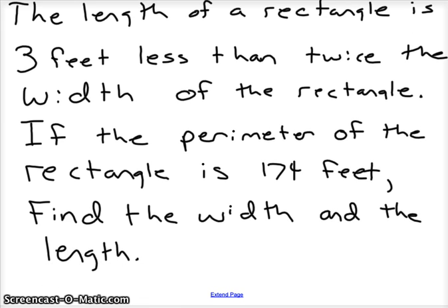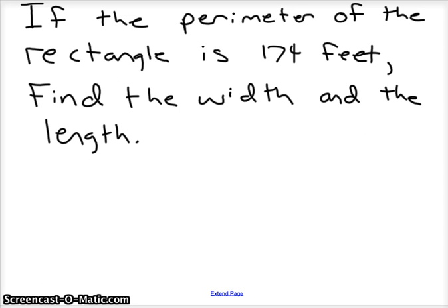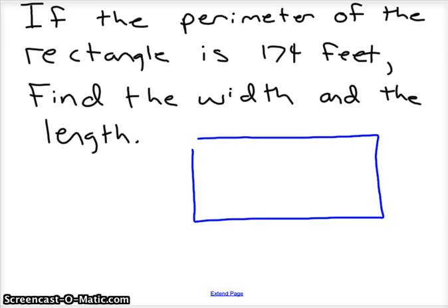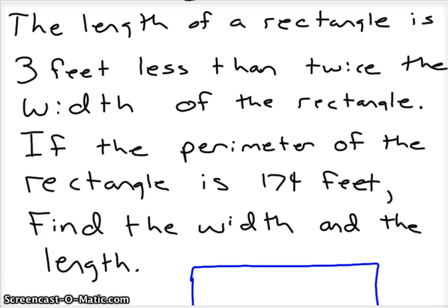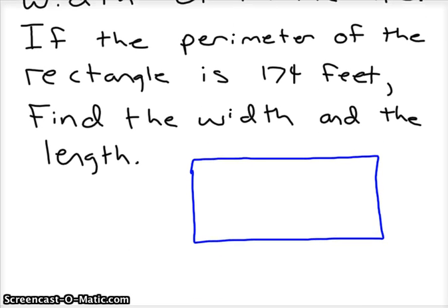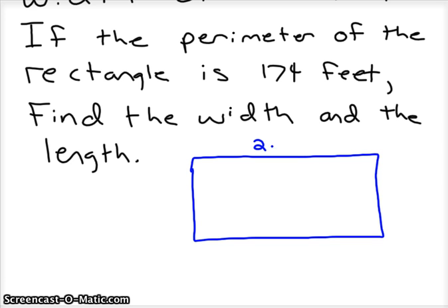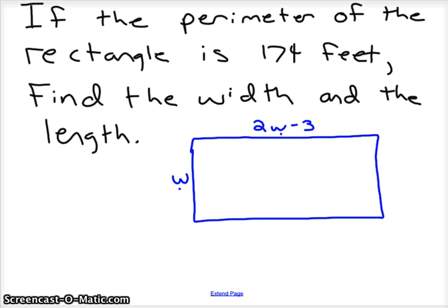And so here we go. I'll go ahead and show you the algebra version of it. So first off, I would draw the rectangle. It says the length of the rectangle is 3 feet less than twice the width. I've got to write that down so I don't forget it. So if you're given the width here, the length is 3 feet less than twice the width. And that's how you'd set that up with the expression.